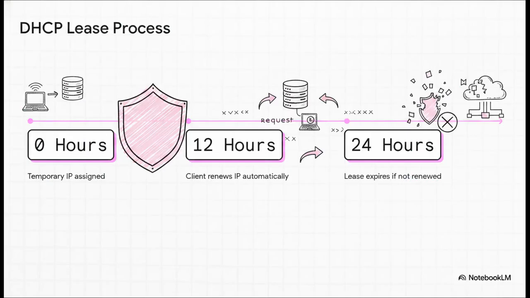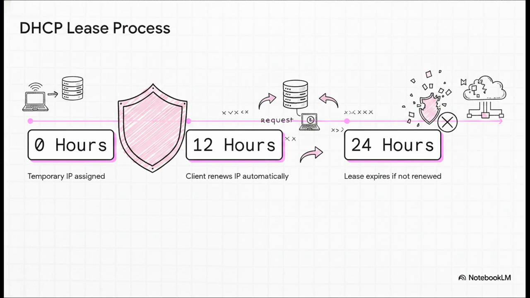We also mentioned earlier that an IP address isn't yours forever. It's literally just a temporary lease. Let's say the lease time is set to 24 hours. At hour 0, the lease begins. But here's the cool part. Your device doesn't wait until the very last second to ask for more time. Usually right around the halfway mark, so 12 hours in this case, the client will silently, right in the background, send a request to the server to renew that IP. If the server agrees, the timer resets.